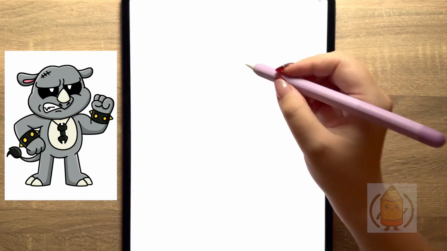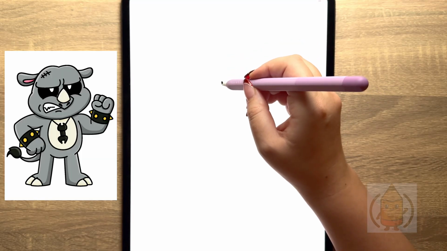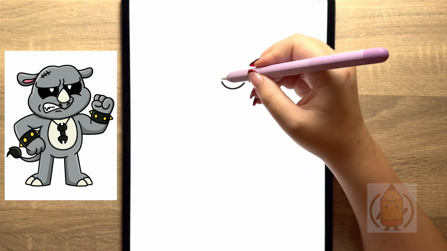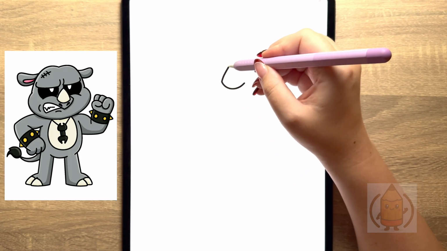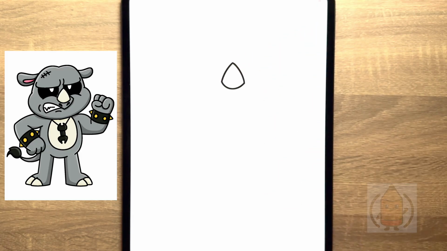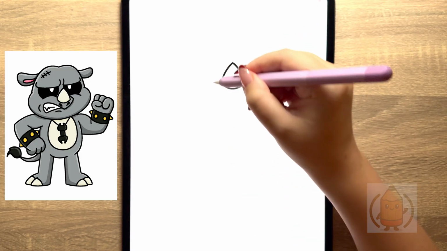So first we're going to get started with the nose. Right in the middle here we're going to draw in a curved line from left to right. And then on each side we're just going to curve this line around and through towards a point at the top, creating the nose.